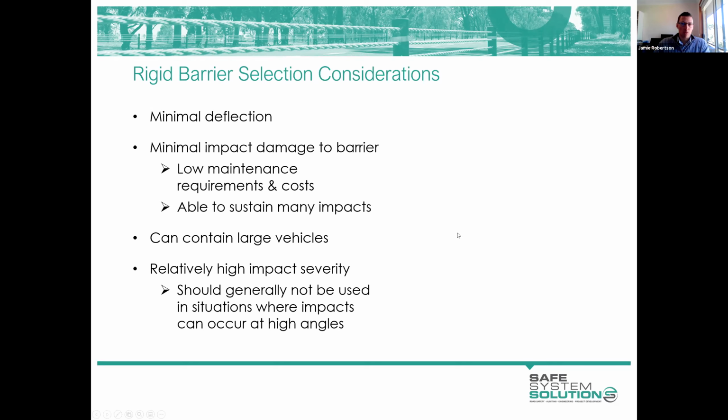So rigid systems, therefore, are typically used at those locations where there is a secondary possibility. A vehicle that penetrates a barrier might strike a piece of critical infrastructure, or there might be a school or some other vulnerable location that's located adjacent to the road that we want to prevent a large vehicle in particular from entering.